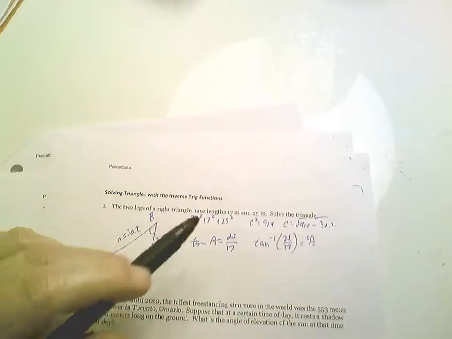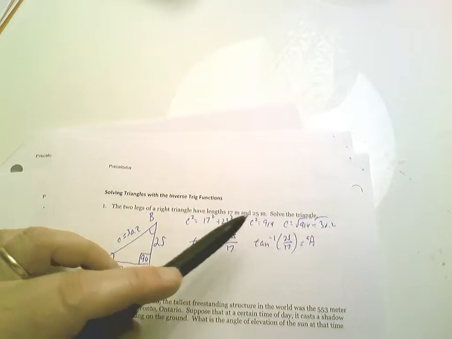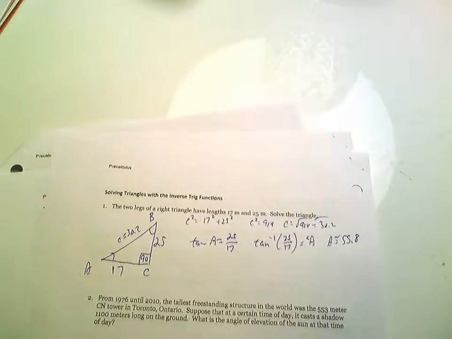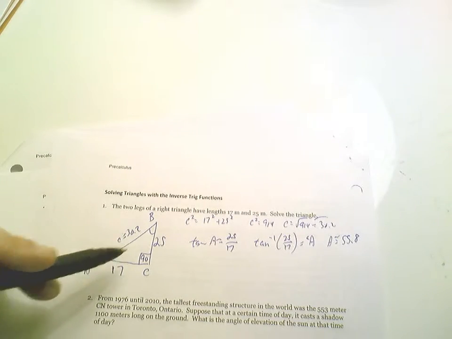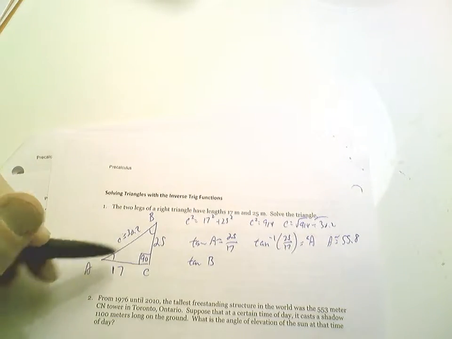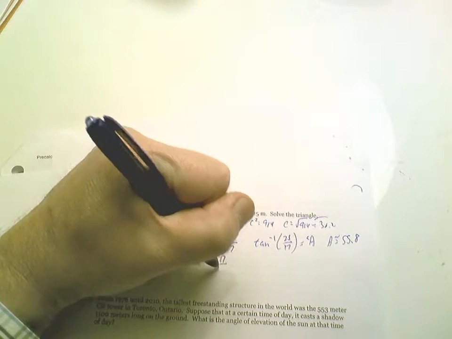And what's my calculator going to tell us? It's going to give me an angle right around 55.8 degrees. Now, let's just stay with tangent. I could also say that the tangent of angle B equals 17 over 25.